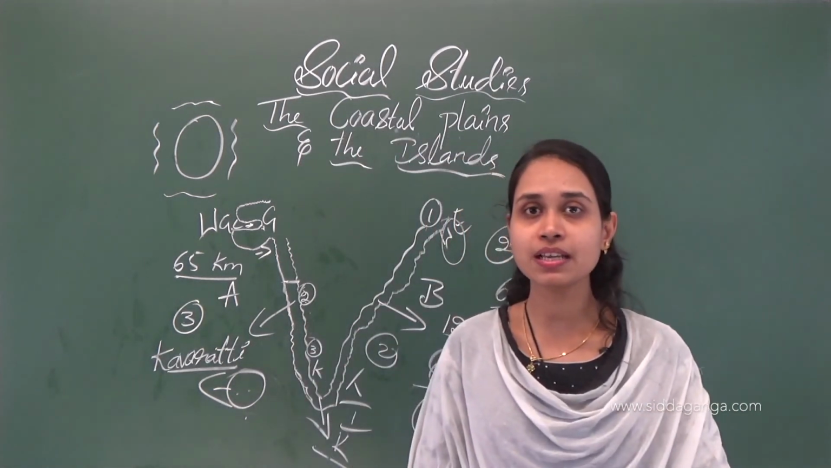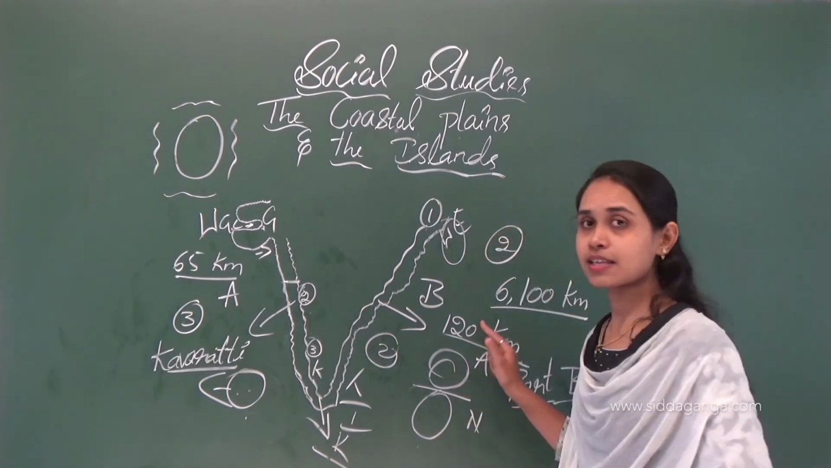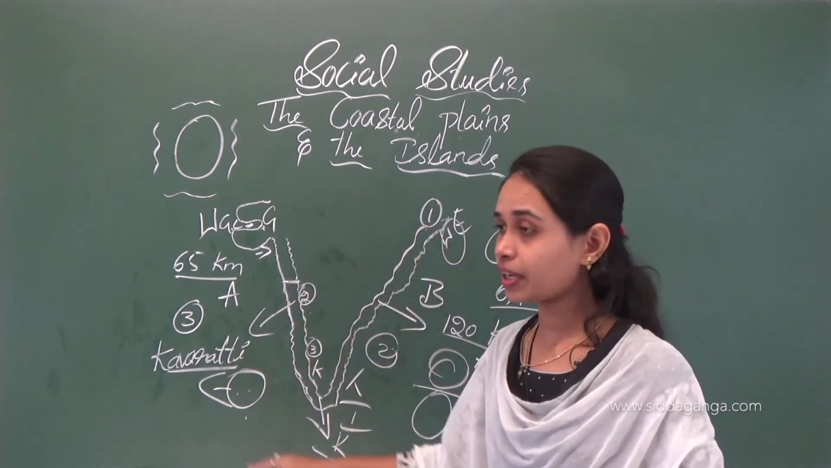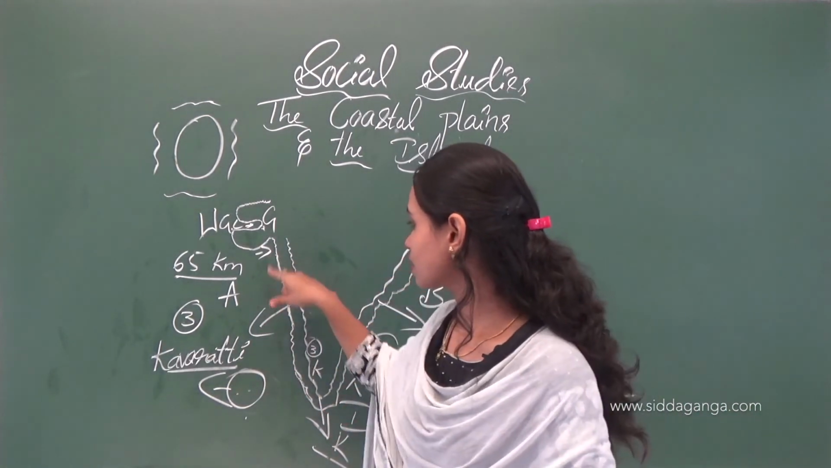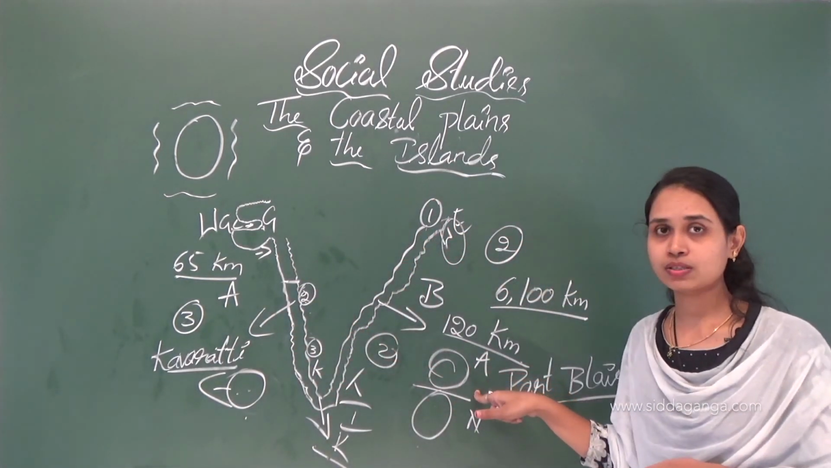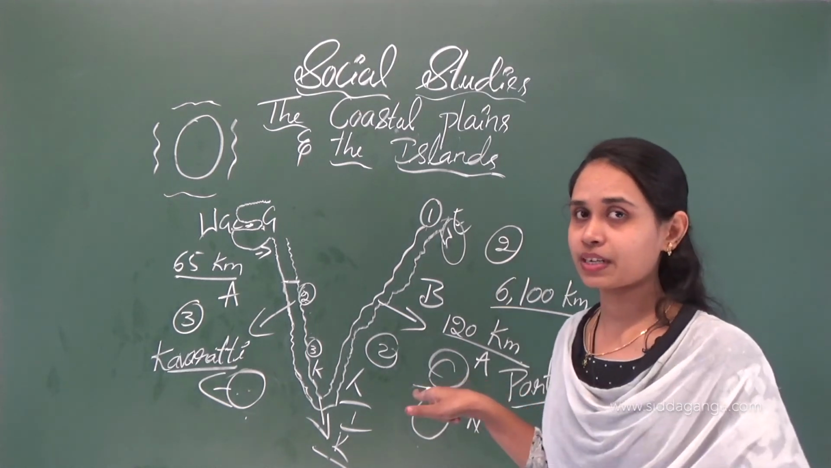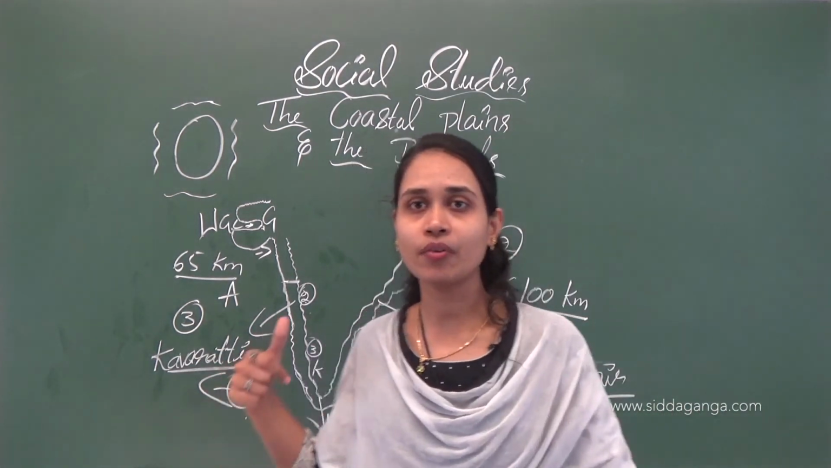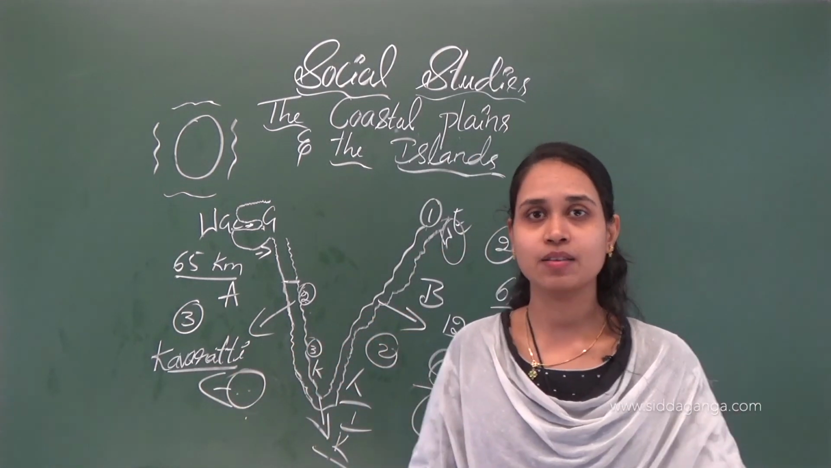How many kilometers are there in the coastal line? Yes, 6,100 kilometers. So this is the complete 6,100 kilometers, including the islands, 7,500 kilometers, isn't it? So this is about our coastal plains.